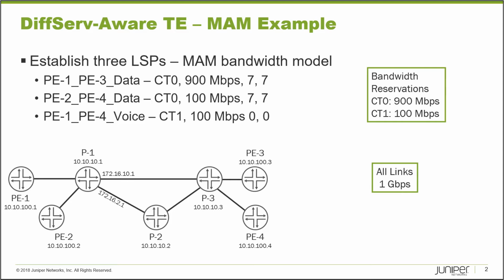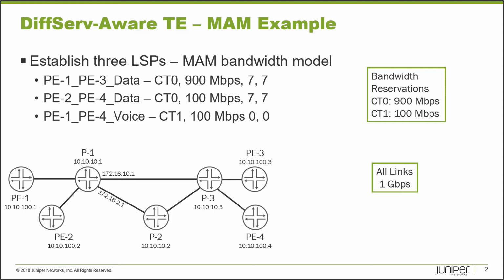Okay, so what we want to do here is configure 3 LSPs using the MAM bandwidth model for DiffServ-Aware TE. The first LSP is going to be called PE1, PE3 data, and it's going to belong to CT0. It's going to need a bandwidth reservation of 900 megabits per second, and it will have a setup priority of 7, a hold priority of 7 as well.